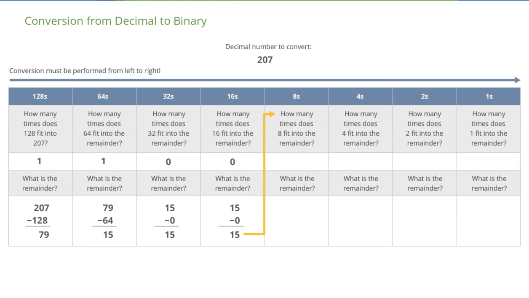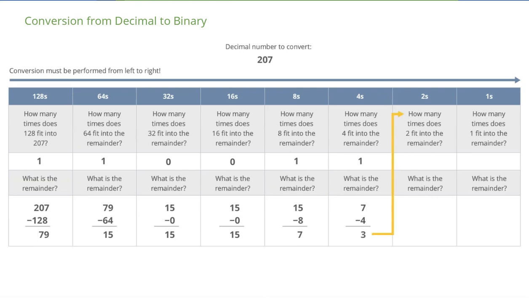Continuing along, can 8 fit into 15? Yes. So we'll set the 8-bit to a 1 and subtract 8 from 15. The new remainder is 7. By now you can see how the process works. Let's complete the conversion. Can 4 fit into 7? Yes, so we set the 4's place to a 1 and subtract 4 from 7. The remainder is now 3.